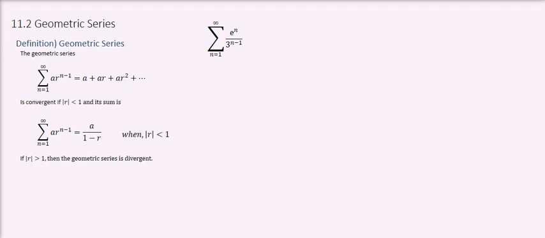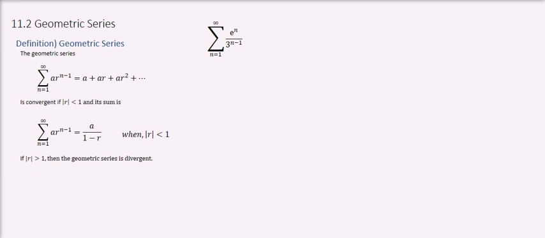Hello. Today in this video we're going to be talking about geometric series and how to determine whether or not a geometric series is convergent, divergent, and if it is convergent, how to find its sum. So let's start off this video by reviewing what our definition of a geometric series is.